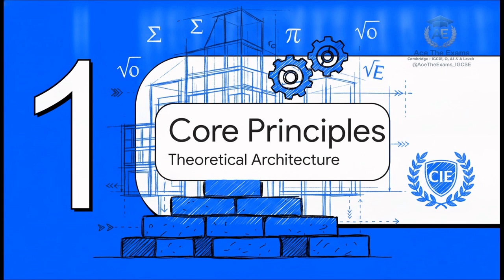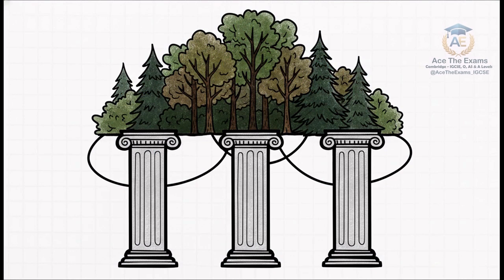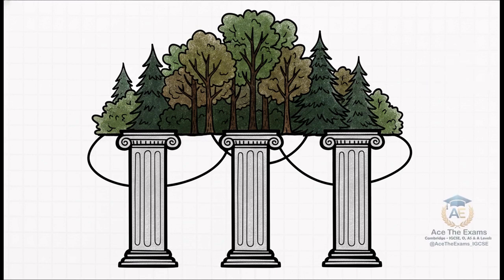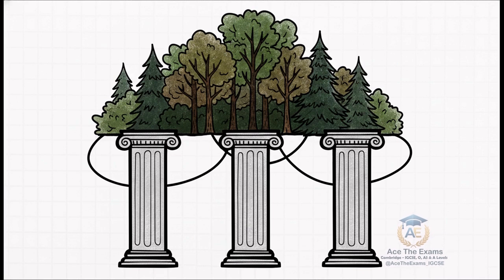Section 1. Core Principles. The Theoretical Architecture. Okay, so these three pillars you're looking at, precise definitions, causal relationships, and cross-topic connections, these are the absolute secret sauce to high marks. Let's be honest, anyone can memorize a formula, but the principal examiner reports explicitly highlight that candidates who successfully reference cross-topic connections are the ones who achieve significantly higher marks. You have to show the examiner how this specific bit of math connects to the broader syllabus.